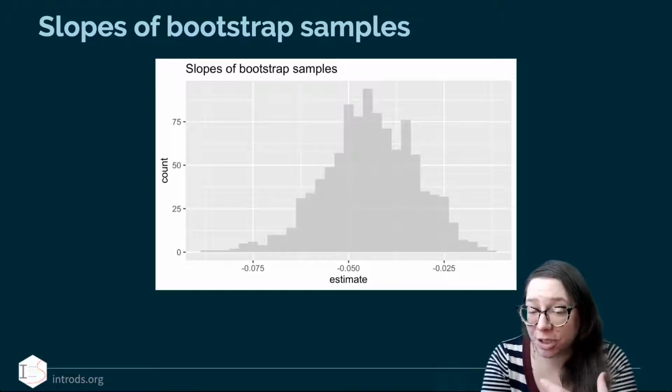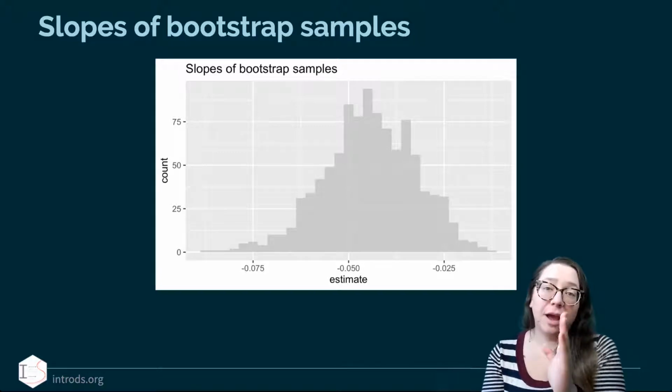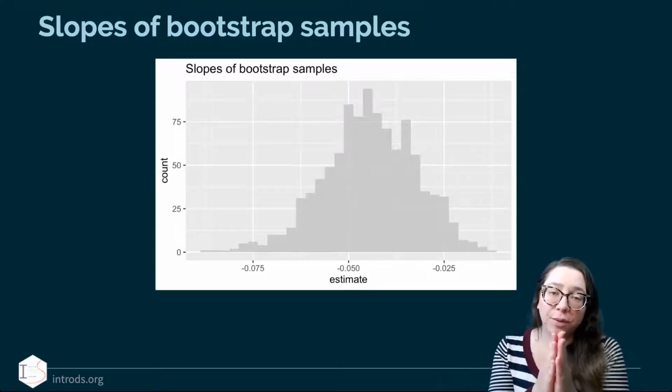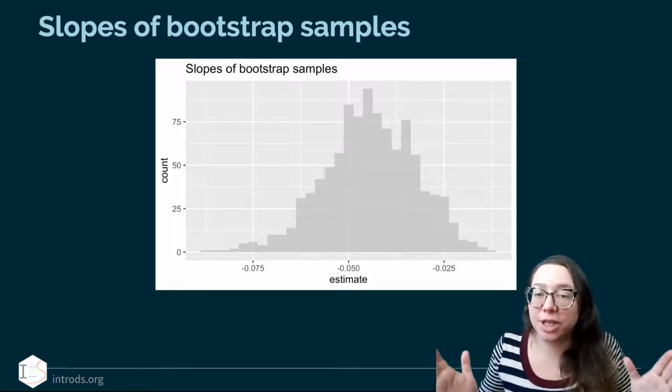and we're assuming that observed data is a good representation of the population. But what we're saying is that around this observed slope of negative 0.0431, I can give or take a little bit. And this distribution tells me how much I can give or take.